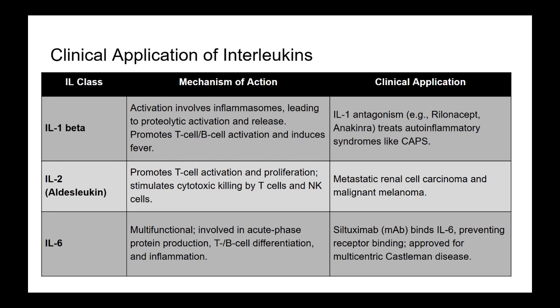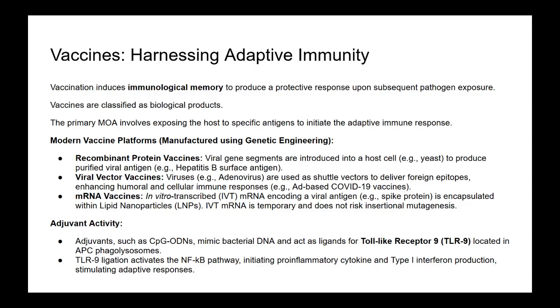Interleukin-6 is a multifunctional cytokine involved in various processes including the production of acute phase proteins, the differentiation and growth of T and B lymphocytes, and inflammation. Additionally, interleukin-6 has a dual role in regulating insulin action. Ciltuximab, a chimeric monoclonal antibody, binds to interleukin-6, blocking its interaction with receptors. This medication is approved for the treatment of multicentric Castleman disease.